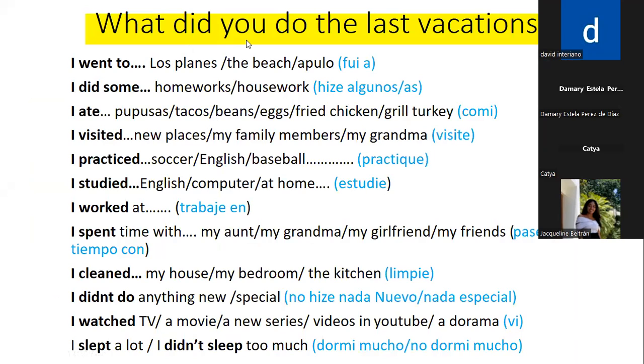Damari, can you read the instructions? Okay, teacher. What did you do the last vacation? Very good. So the last vacation was basically August. Okay. So it was 1 week. Some of you have 3 days, 2 days, or 1 day. But you had to give me an idea.